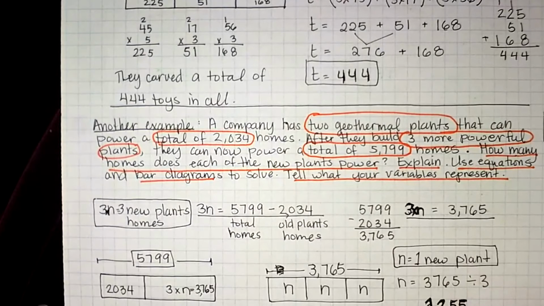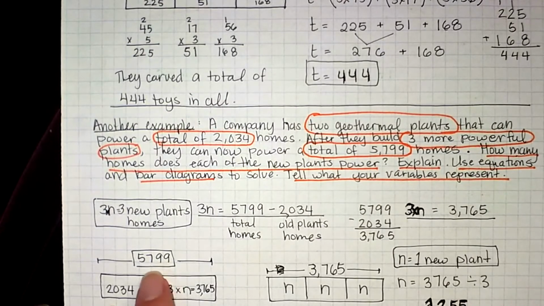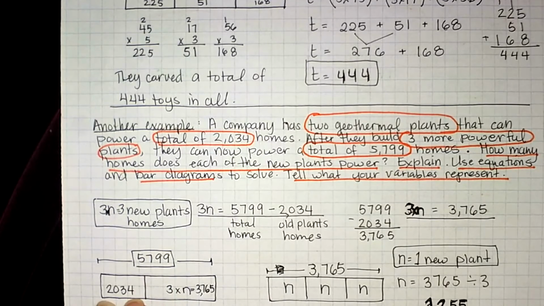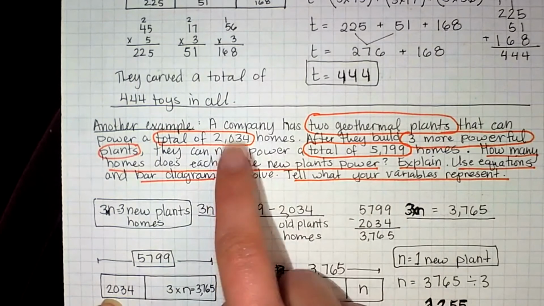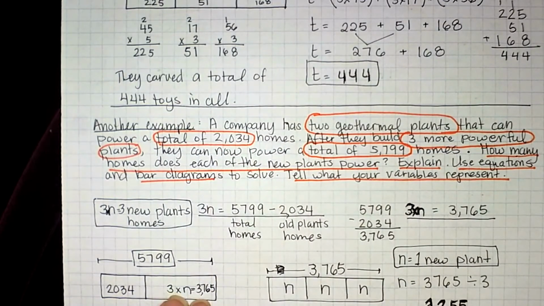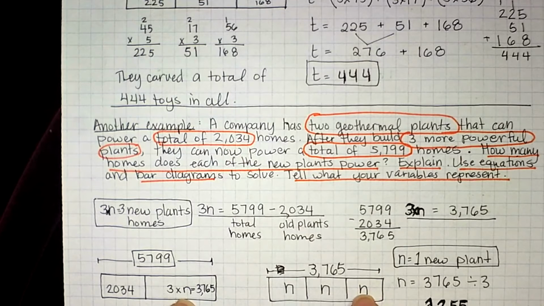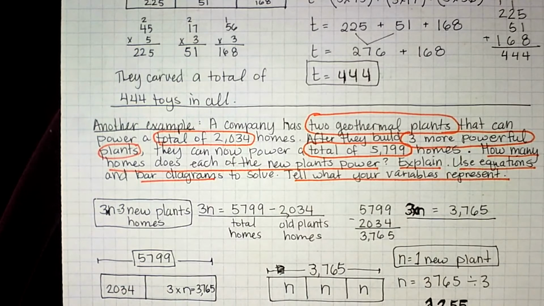So the way I draw that as a bar diagram, my 5,799 homes was my total. My 2,034 homes was the original part that I know from the question. And then 3 times the new power plants equals 3,765, which was the difference that I got here. Now, 3,765 is how much all three were powering. So now 3,765 is my total, and I need to divide it between all three of the new power plants to figure out how much one power plant powers.